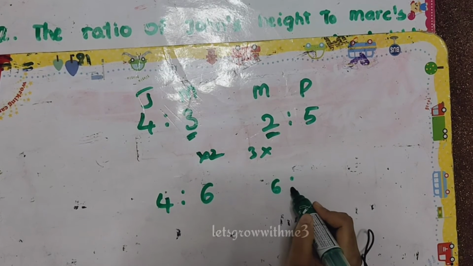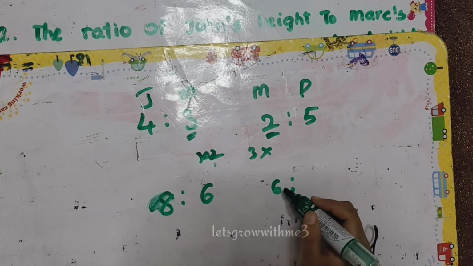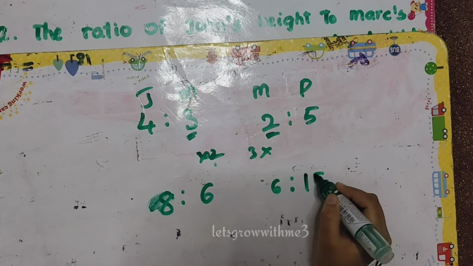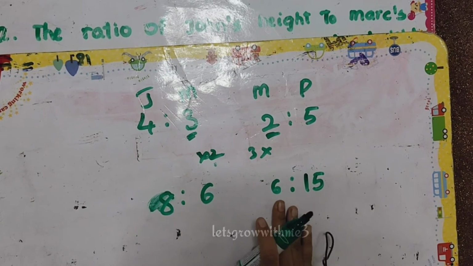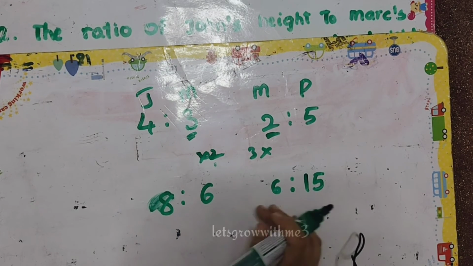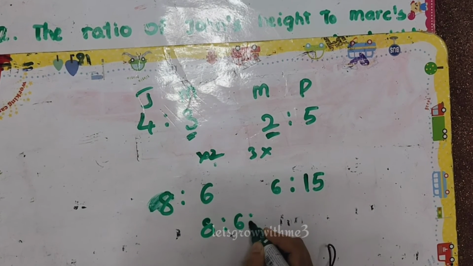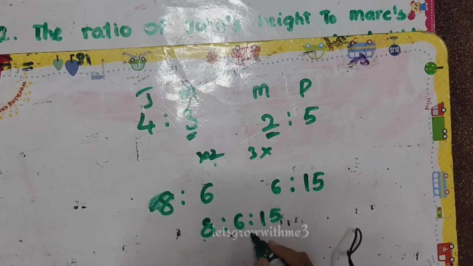Okay, so how do the ratios change? 8 is to 6, 6 is to 15. Now we got 6, 6, so now all are in the same quantity. That means we can compare the three ratios, which is 8 is to 6 is to 15. What is the next question?